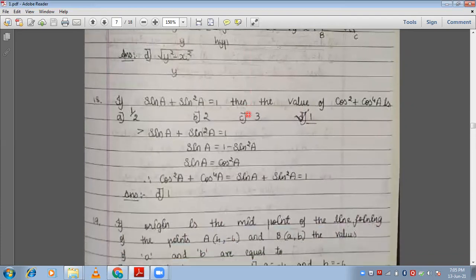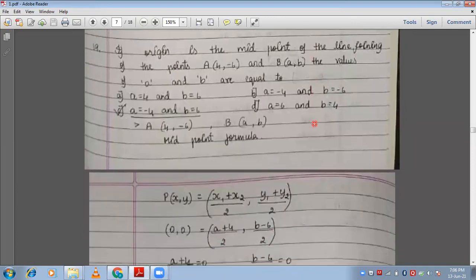Next, if sin A plus sin square A is equal to 1, then the value of cos square A plus cos to the power of 4 A is dash. So sin A plus sin square A is equal to 1. Obviously, sin A is equal to 1 minus sin square A. Apply trigonometric identities. So 1 minus sin square A is cos square A. In the place of cos square A, put sin A plus sin square A. Yes, we know the value of sin A plus sin square A is 1. So substitute here, you will get the answer is 1. So option D is correct.